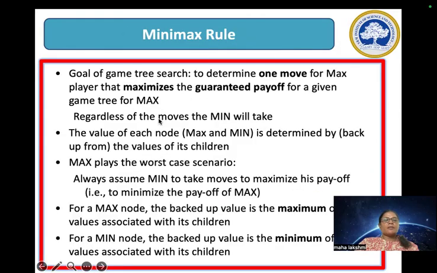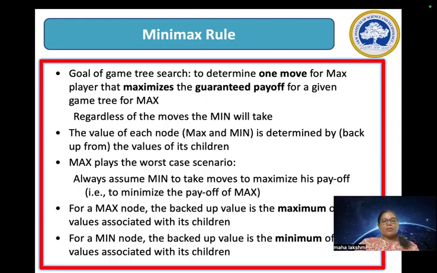The goal of a min-max game tree search is to determine one move for the max player that maximizes the guaranteed payoff for a given game tree. Regardless of the moves min will take, the value of each node, max and min, is determined by the values of its children. Max plays for the worst case scenario, always assuming min will take moves that maximize his payoff.